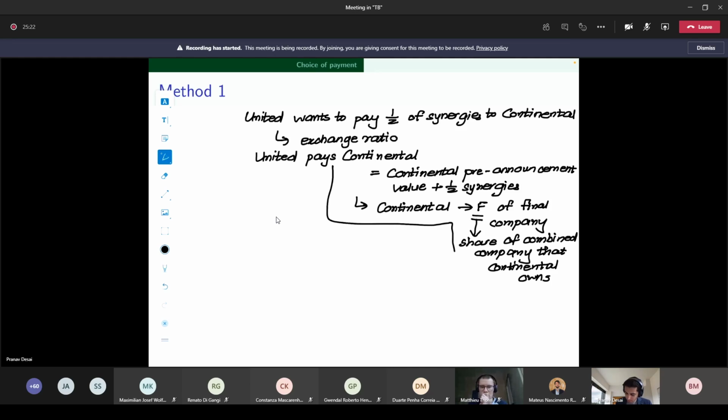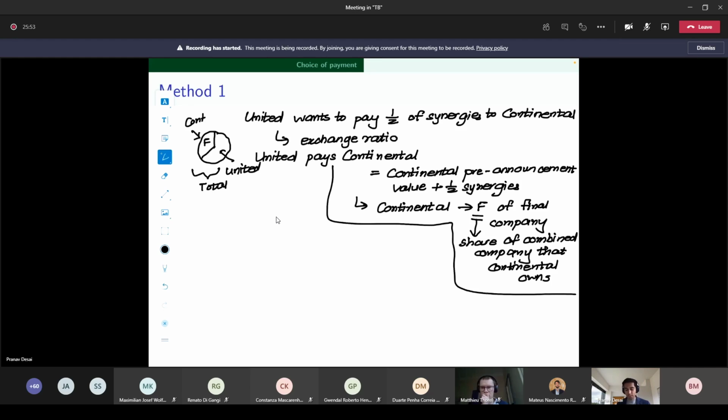So let me just delineate this. Yes. So the idea is that F is simply the percentage of the final company that Continental shareholders own. I hope I can do a good job of drawing a circle. No, I did not. So this would work out something like this: this is the F, or what Continental owns, and the rest is what United owns, and this is the total merged company.